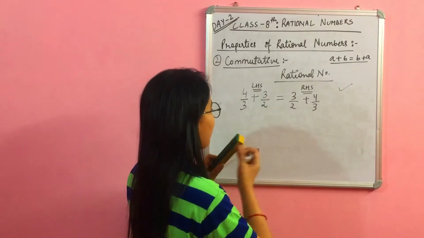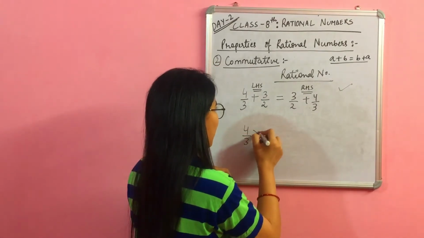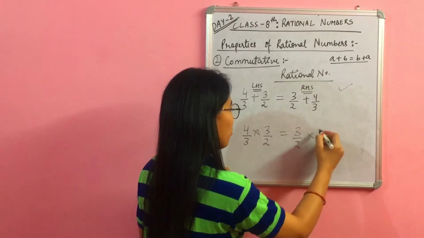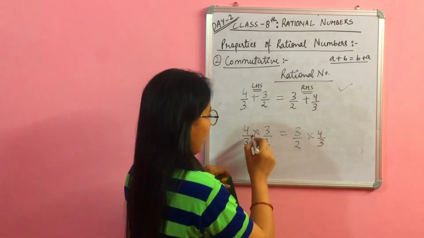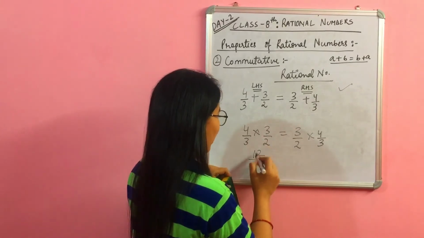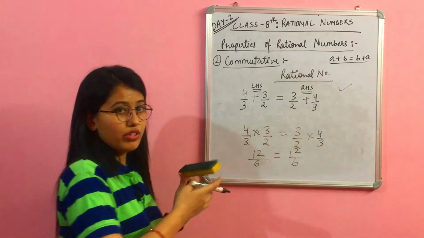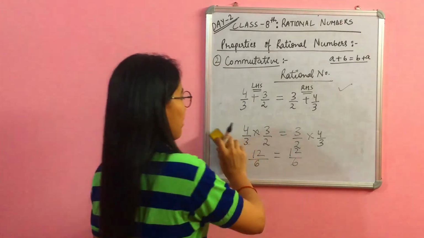Let us check for multiplication. 4 upon 3 multiplied by 3 upon 2 is equal to 3 upon 2 multiplied by 4 upon 3. So this will be 4 3s are 12, 3 2s are 6. Similarly, these are equal. So it is satisfying in the case of multiplication.